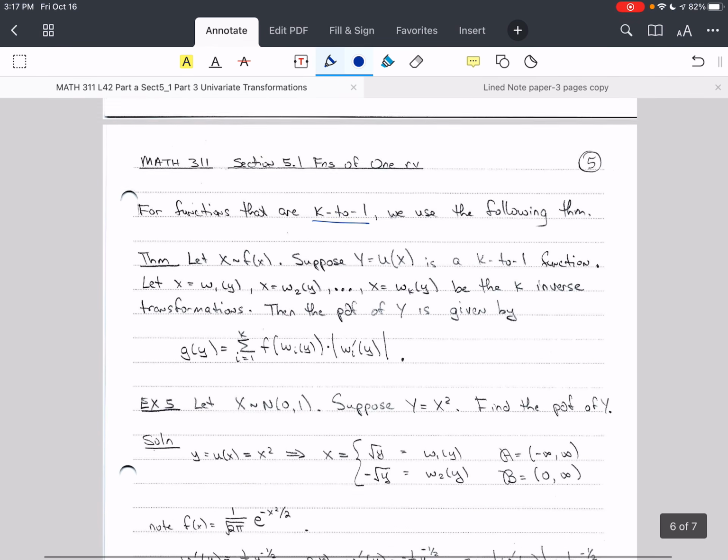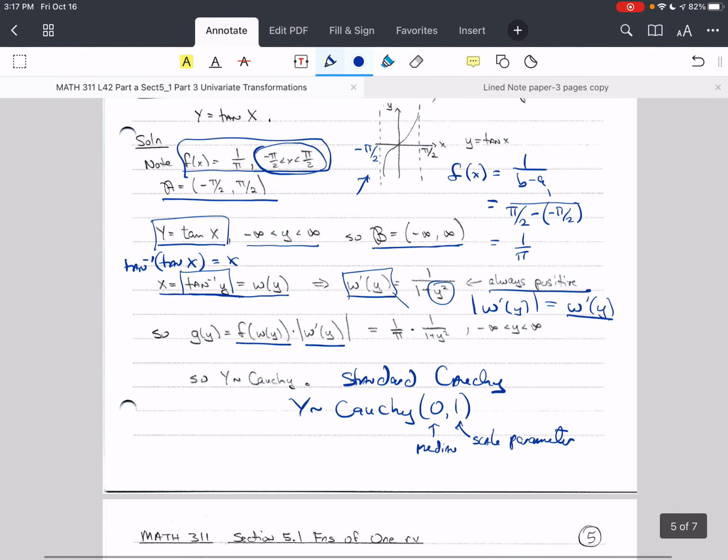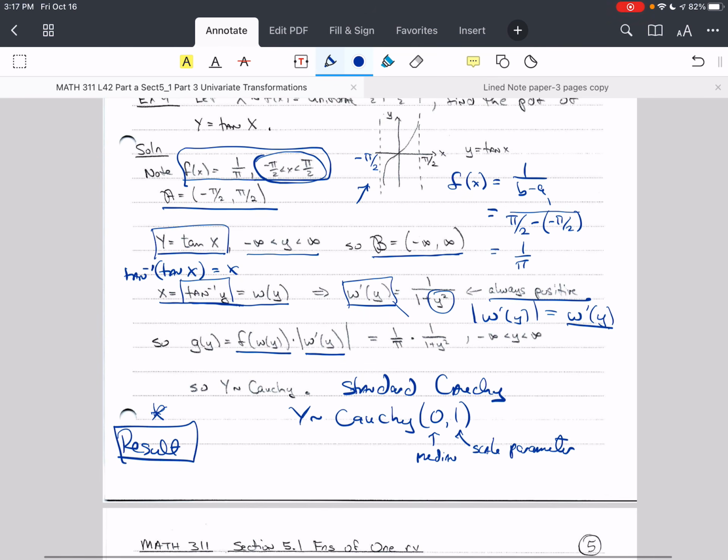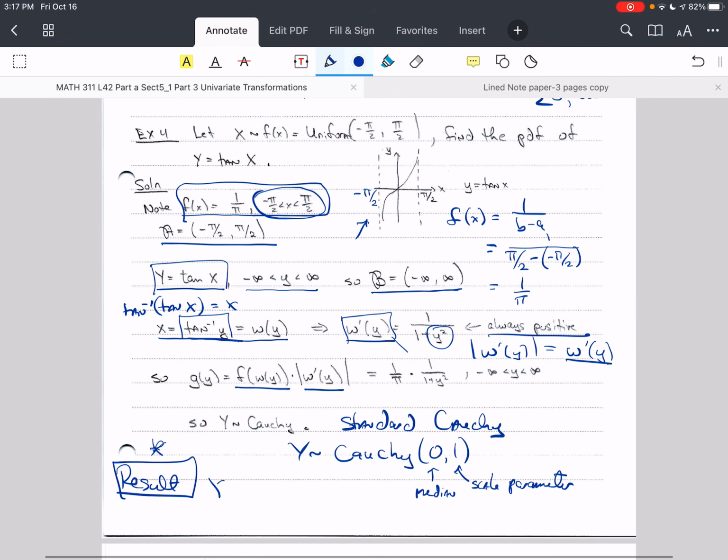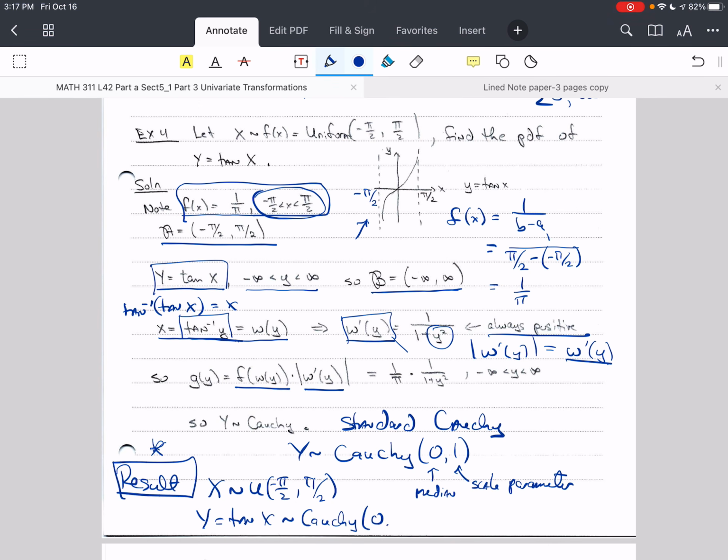Yes, so before we go, I want to make a result here that you need to know. These results are very important. So if x is uniform negative pi over 2 to pi over 2, y equal tan x has a standard Cauchy distribution. This is an important result. You'll need to know it at some point in the future, so you definitely want to make sure you write those down.